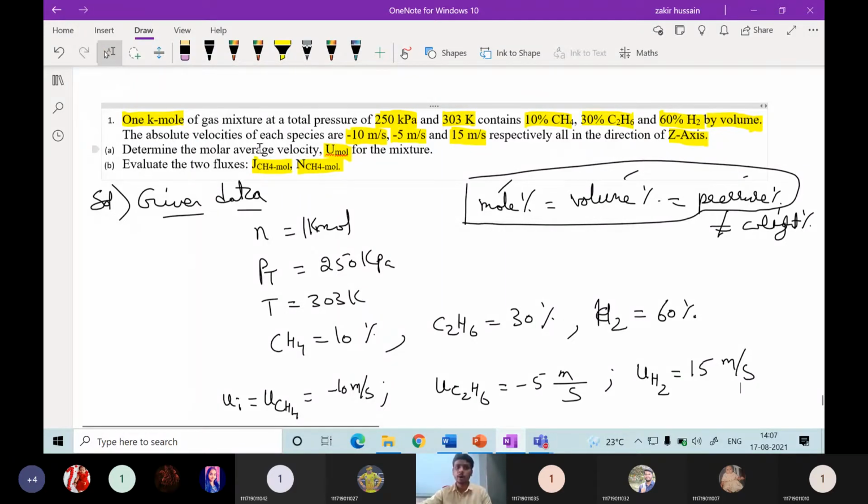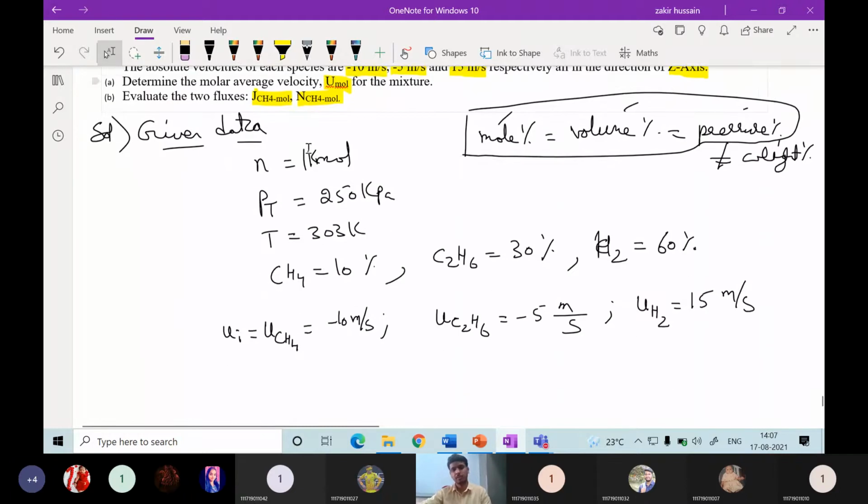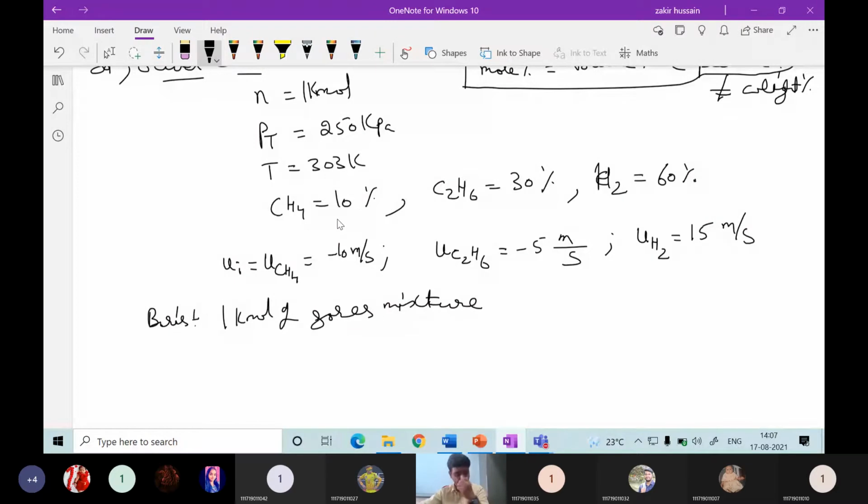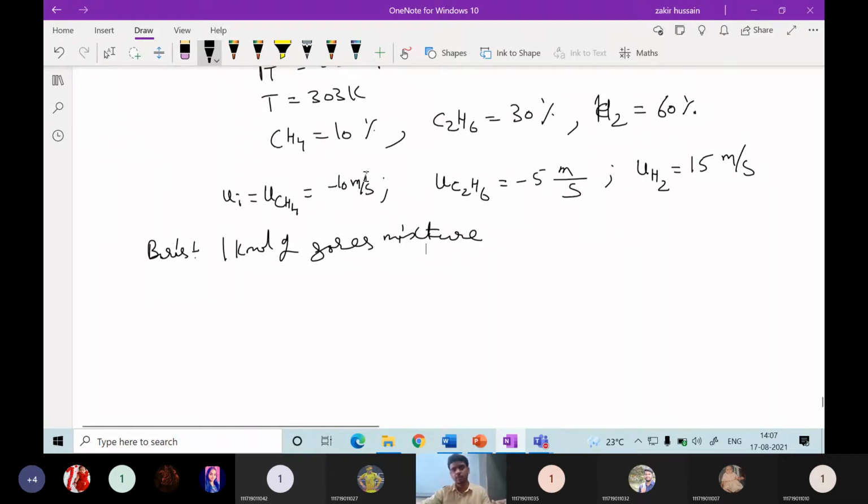Then determine the molar average velocity u mole for the mixture. We can assume 1 mole of mixture, so the basis is 1 kilomole of gaseous mixture. Then these percentages will be divided by 100, so 0.1, 0.3 and 0.6, which together make up 1 mole. Otherwise you can take 100 kilomoles, then 10 becomes 10 kilomole, 30 becomes 30 kilomole and 60 becomes 60 kilomole. If you take 1 mole, then we have to divide by 100, so that is 0.1, 0.3 and 0.6.